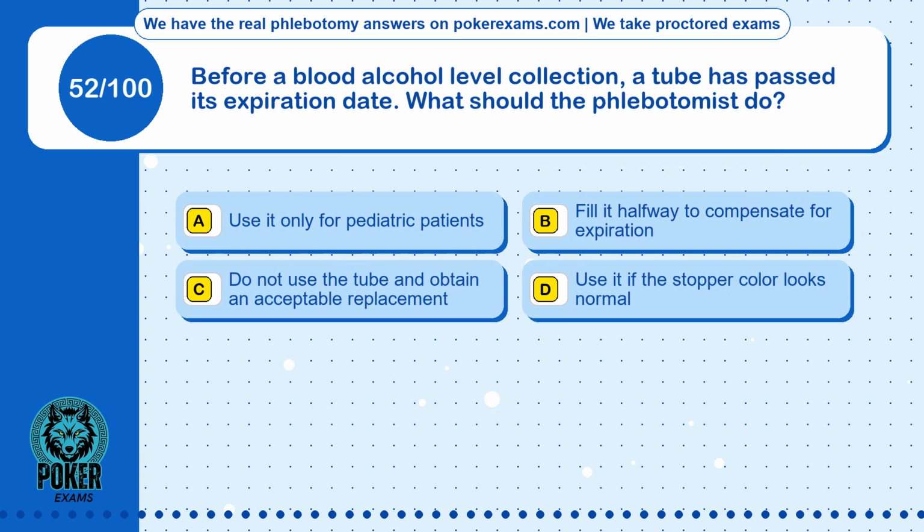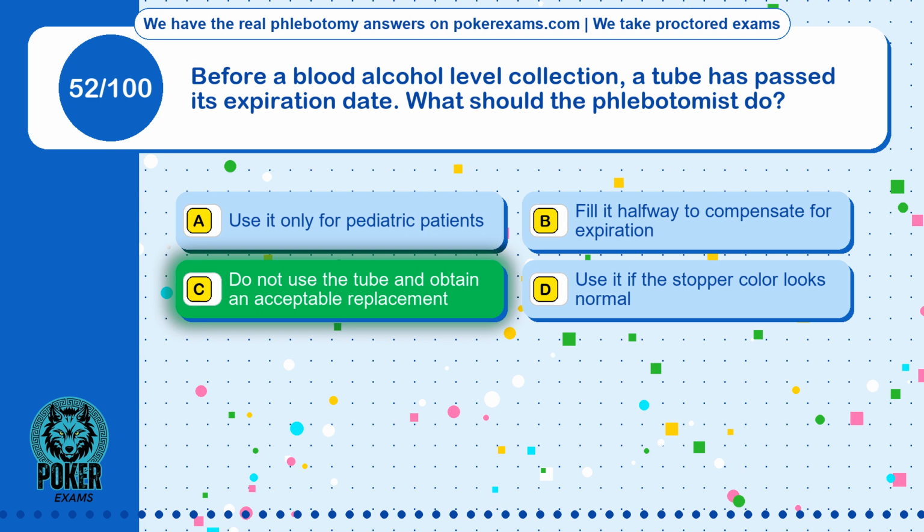Question 52. Before a blood alcohol level collection, a tube has passed its expiration date. What should the phlebotomist do? Option A, use it only for pediatric patients. Option B, fill it halfway to compensate for expiration. Option C. Do not use the tube and obtain an acceptable replacement. Option D, use it if the stopper color looks normal.